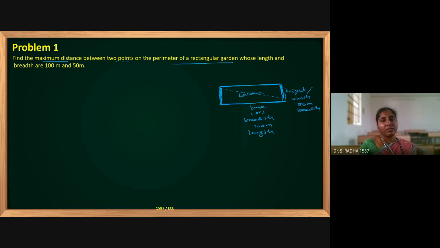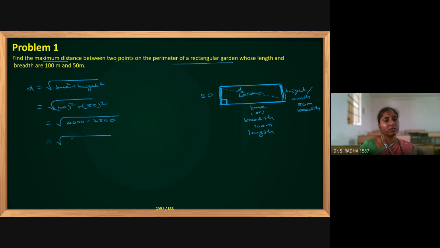If this is 50, the opposite side is also 50, and this is a right angle triangle. So the hypotenuse, the diagonal, I will take as D. Diagonal equals the square root of base square plus height square. So the square root of 100 square plus 50 square, which is 10,000 plus 2500.